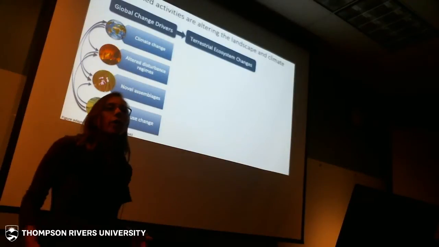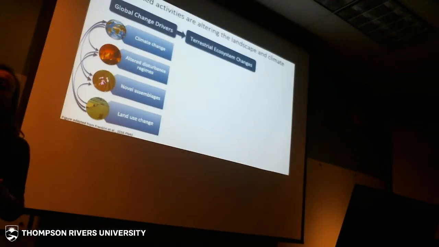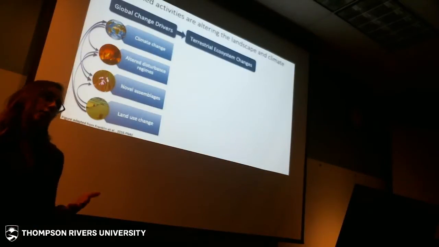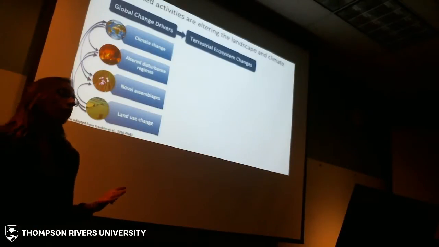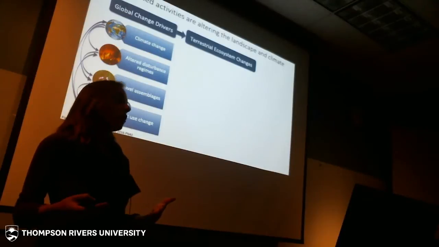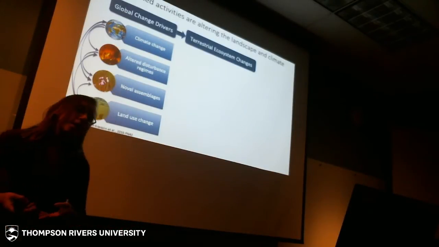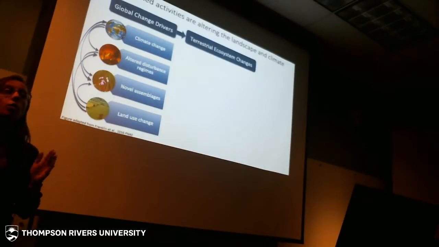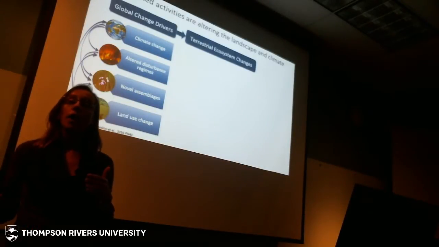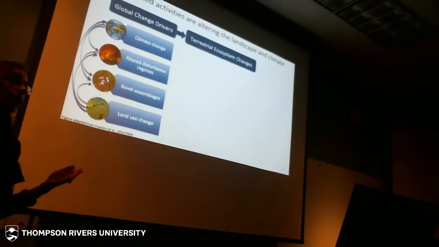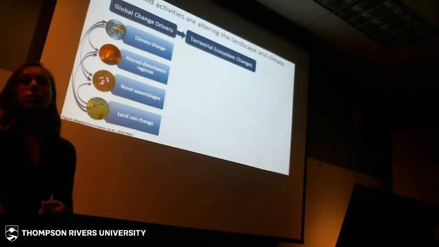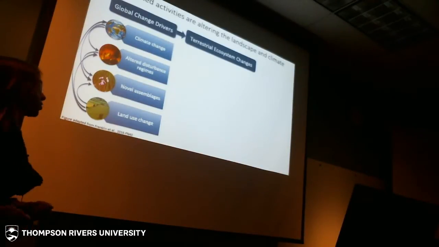But as we all are aware, human-related activities are altering the climate as well as the landscape. And this is through numerous global change drivers, things like climate change, altered disturbance regimes, novel assemblages, and land use change. And all these global change drivers interact with one another and affect one another, and they can lead to changes in ecosystem processes and function.